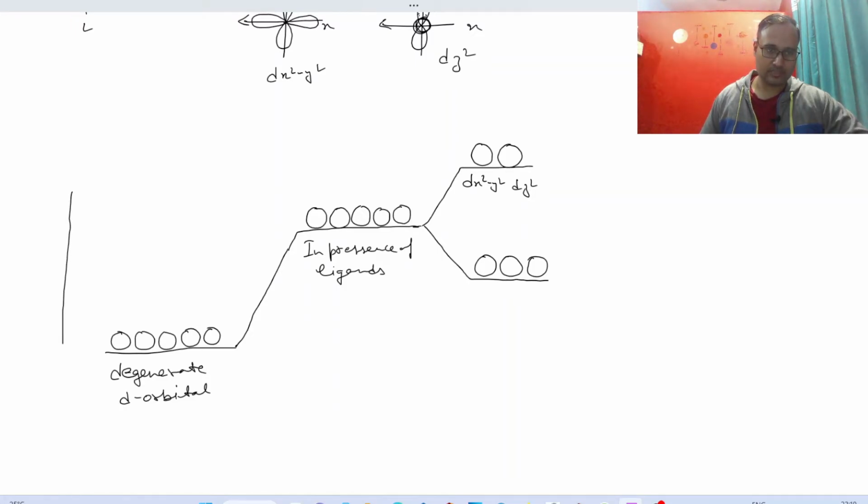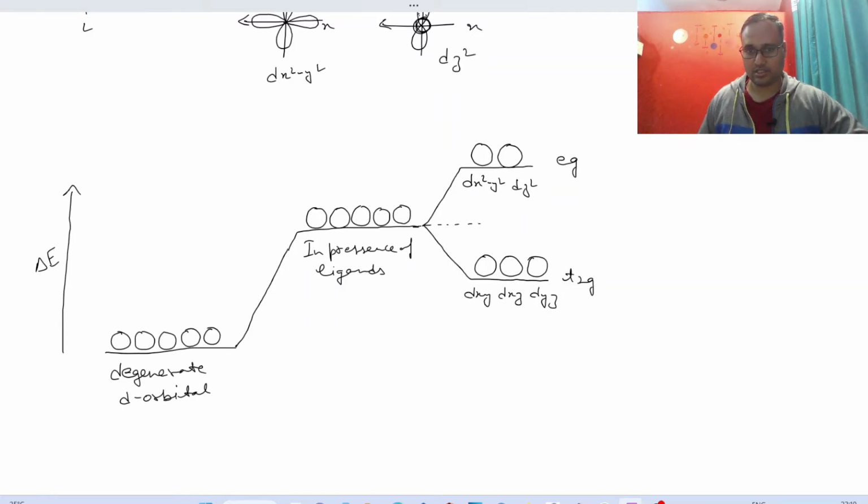Over here we can represent the energy difference, delta E. This is the energy. So this is dxy, dxz, dyz. This set of three orbitals we call T2g, and the set of two orbitals we call Eg. The center point of these two sets of orbitals we call the barycenter.